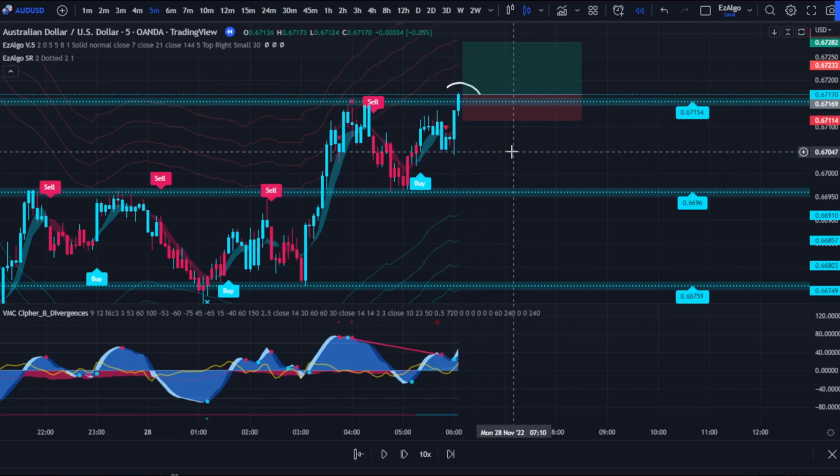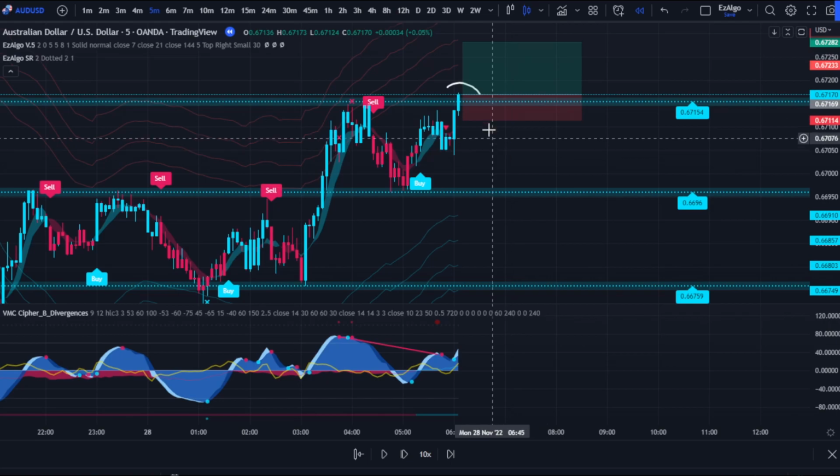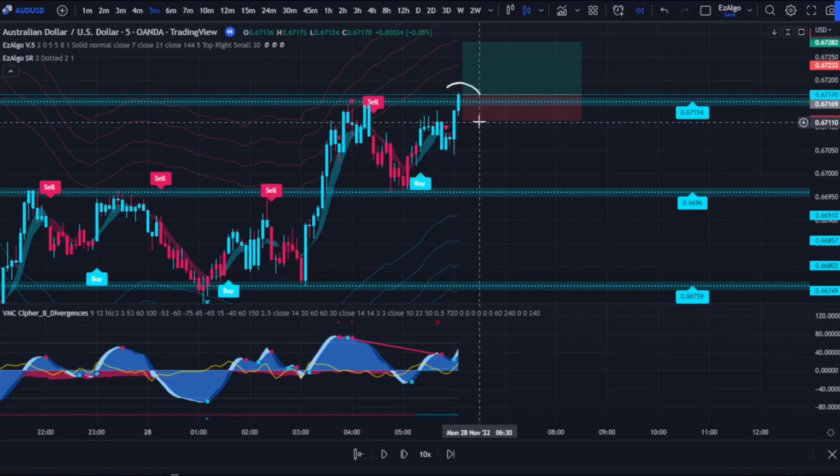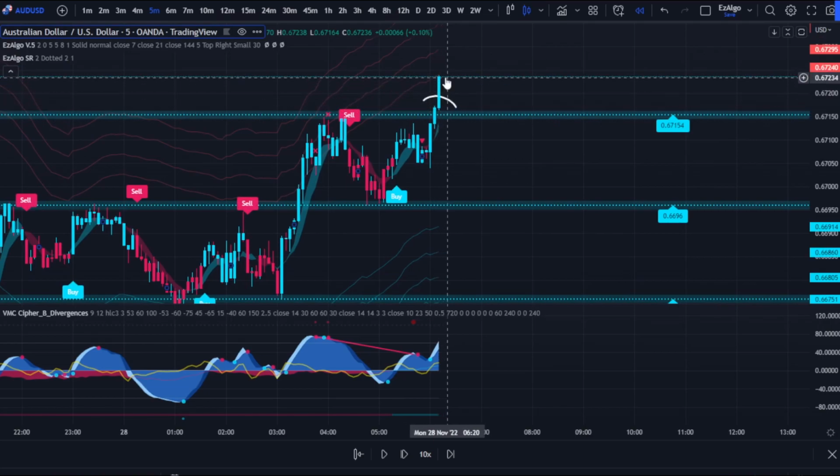So you have to think about it that way. Don't do what the retail is doing, right? Just because we closed above does not mean we should be going for a long position. It actually means the opposite, and that we should be looking for a swing failure of this level with that divergence. All right, and now we have a beautiful bullish candle right here.